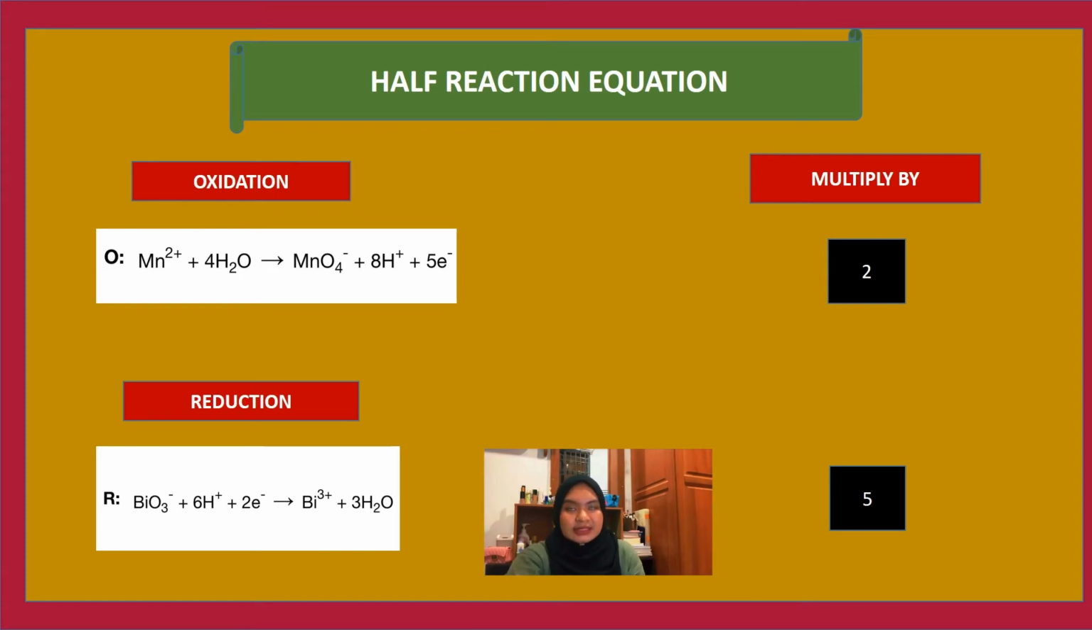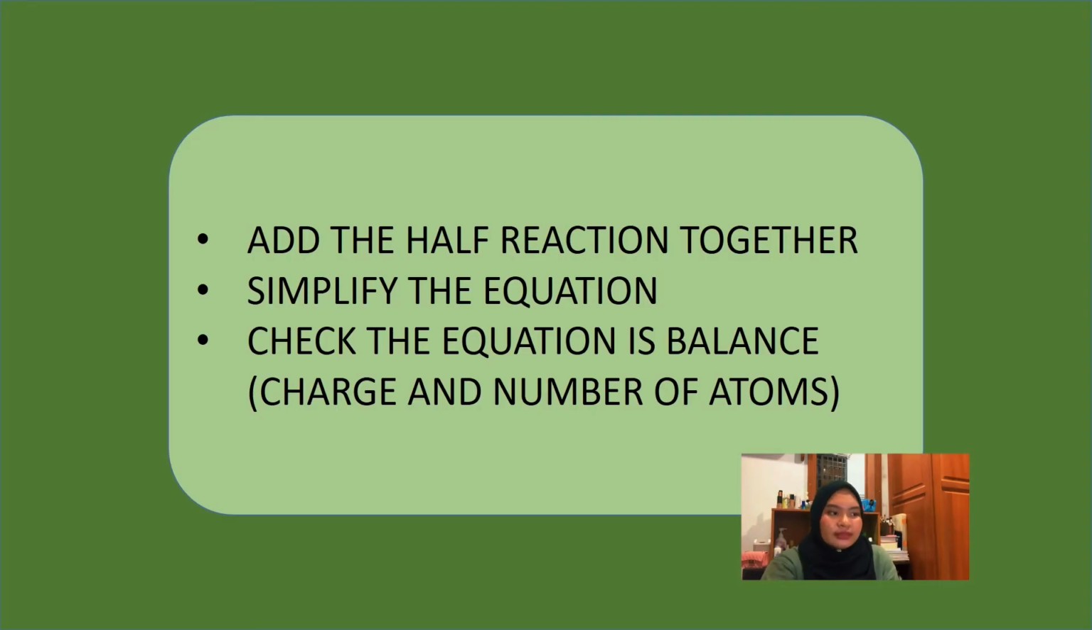After we multiply the half reaction equations by the integers, we can add the half reactions together. Then we simplify the equation, where the same species on opposite sides can be cancelled. The equation can be written with the smallest coefficients.